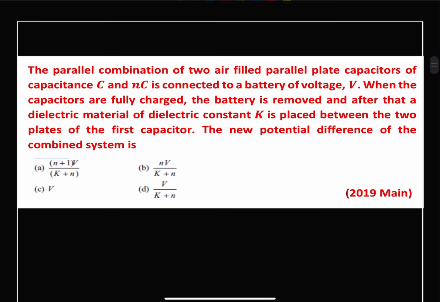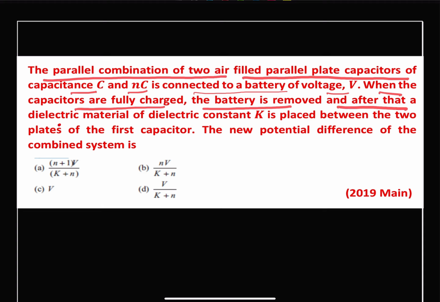We are given the parallel combination of two air-filled parallel plate capacitors of capacitance C and NC connected to a battery of voltage V. When the capacitors are fully charged, the battery is removed, and after that, dielectric material of dielectric constant K is placed between the two plates of the first capacitor. The new potential difference of the combined system will be.